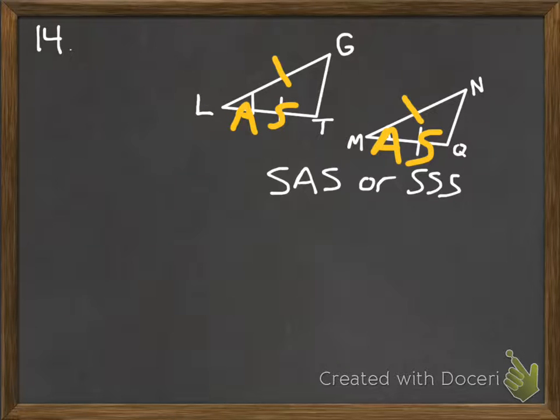Alright, I added my letters in there. So we would need to know that LG is congruent to MN. If we knew that, then we would have side, angle, side, and they would be congruent. Okay, on to the next one.